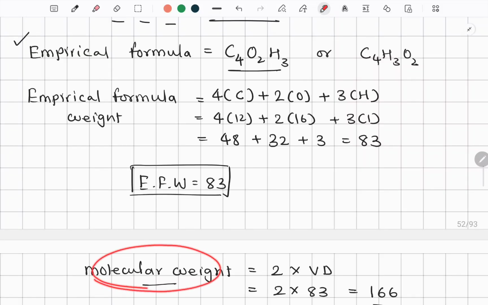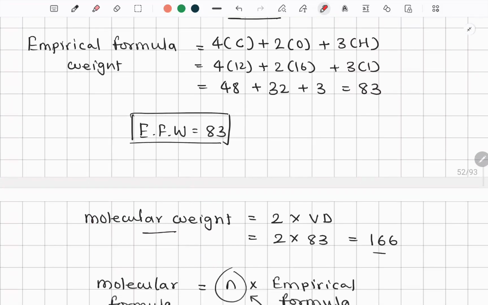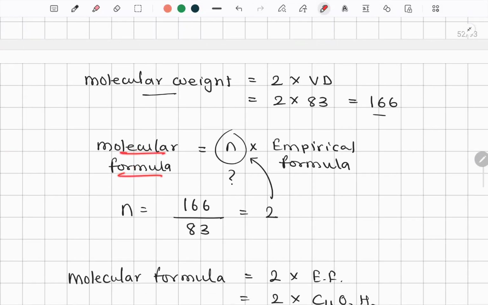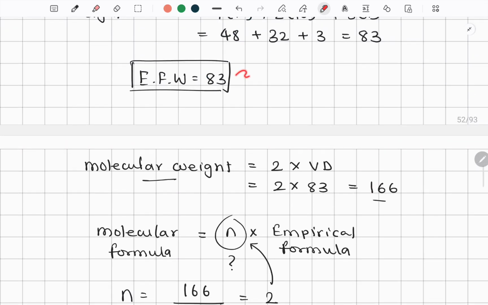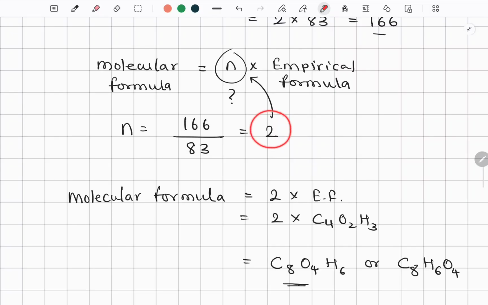The second step was to calculate the molecular weight. To calculate it, we had the formula 2 into vapor density. Vapor density was given, so we calculated the molecular weight also. Now the formula for the molecular formula is n into empirical formula, so we have to calculate this n. n is nothing but the molecular weight divided by the empirical formula weight. We know both, and when you divide, you get 2.